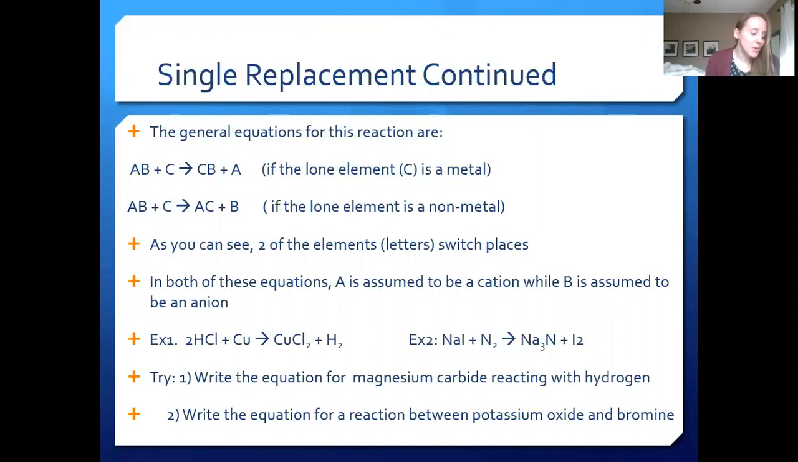And then number 2, we have the potassium oxide, again, cross over our charges and get K2O, reacting with bromine, which is diatomic, so Br2. In this case, the lone element is bromine, so it has to change places with the oxygen since they're both nonmetals. That's how we end up with KBr and oxygen as our 2 products. Don't forget, oxygen is diatomic.